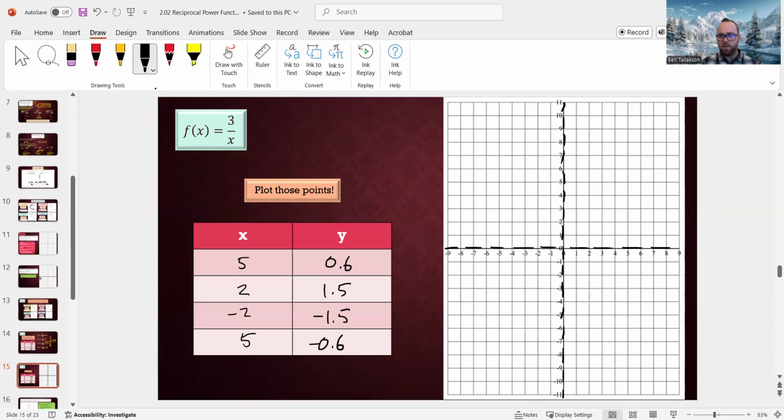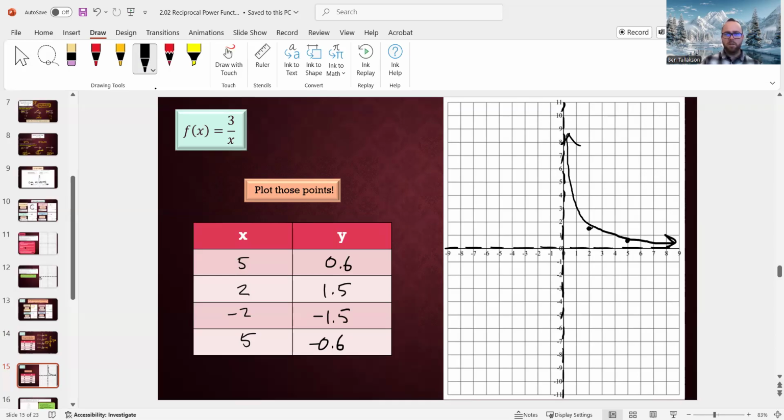Okay, so 5.6, right about there. 2, 1.5, right about there. We could have picked 1 as well to get an even better read on this, but for now, we know the general look of this will be like that.